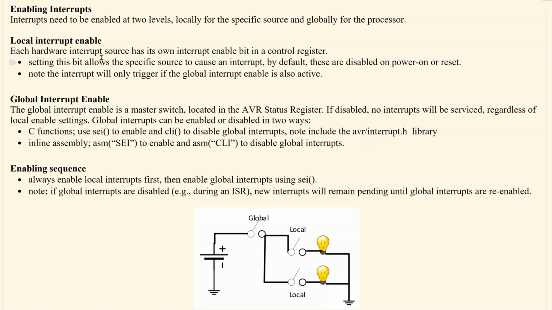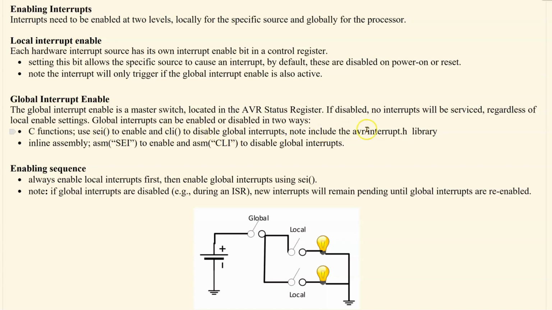Note, even though we enable local interrupts, no interrupt will trigger unless the global interrupt is also enabled. So think of the global interrupt as a master switch. It's in the AVR status register. If it's disabled, no interrupts will be serviced, no matter the local enable settings. And we can enable global interrupts in 2 methods. We can use C functions, SEI to enable interrupts and CLI to disable interrupts.